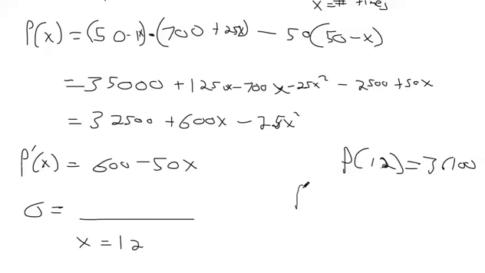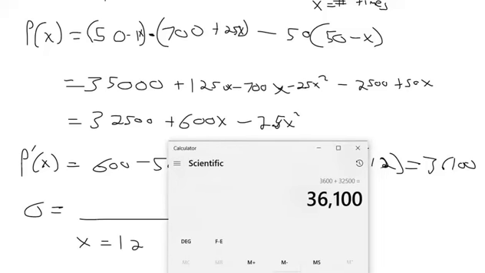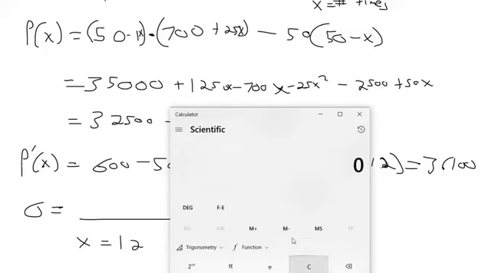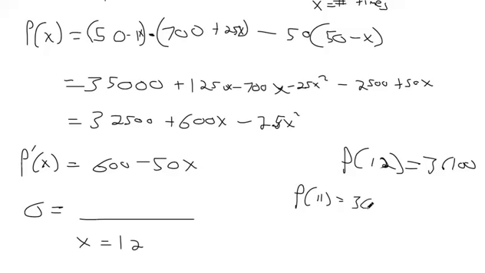And test a point to the left or to the right just to confirm that it's a maximum. If you know quadratics, you'll know it'll be a maximum. But just to make sure, if you plug in 11, you get 36,075, so it's a little bit less. So this is indeed a maximum.